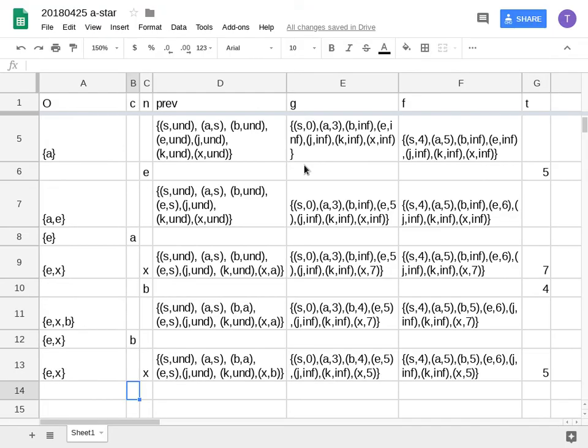Let me switch back here. Something doesn't seem right. Sorry? F. Yeah, we're comparing F to G, but S still has a value of 4. No, but S is not a part of the. Yep.